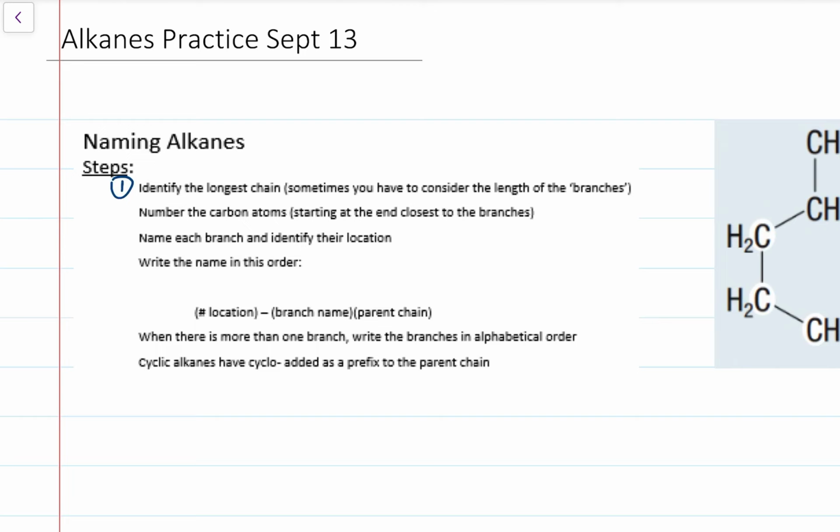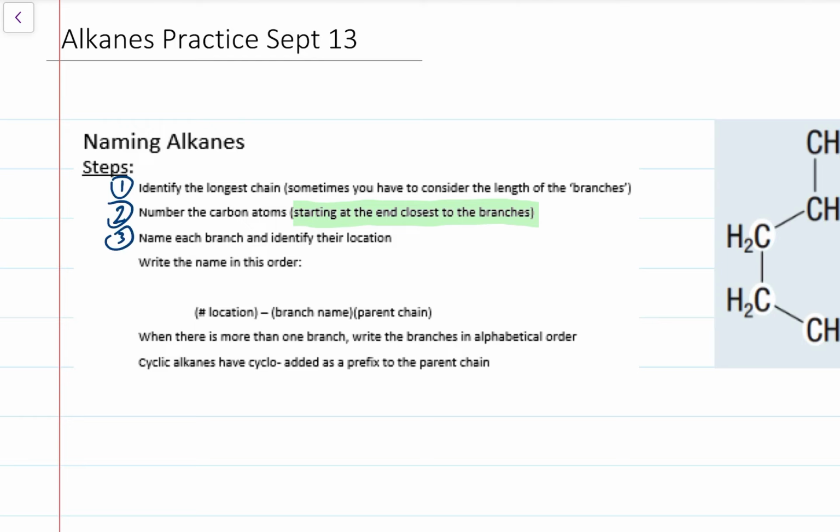Our first step is to identify the longest chain, and don't be deceived by just writing from left to right. You have to look carefully, and we'll see that as I bypass that first example and do an easier one. Then we number the carbons, starting with the end closest to the branches. We want the lowest number possible. We'll see some examples of that shortly.